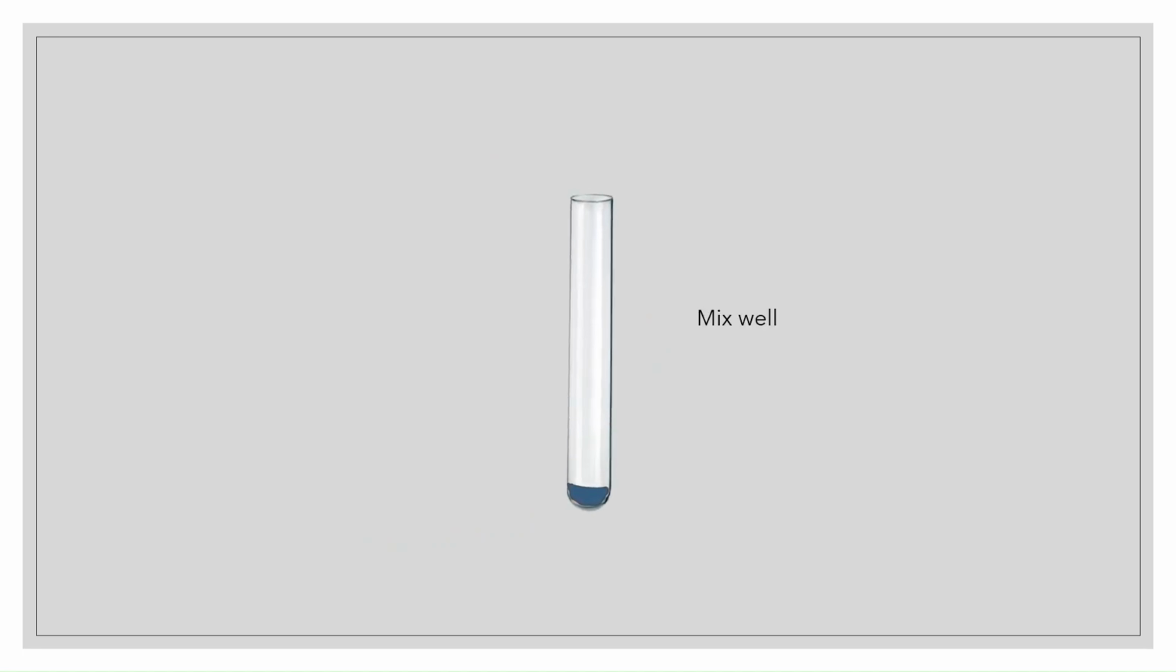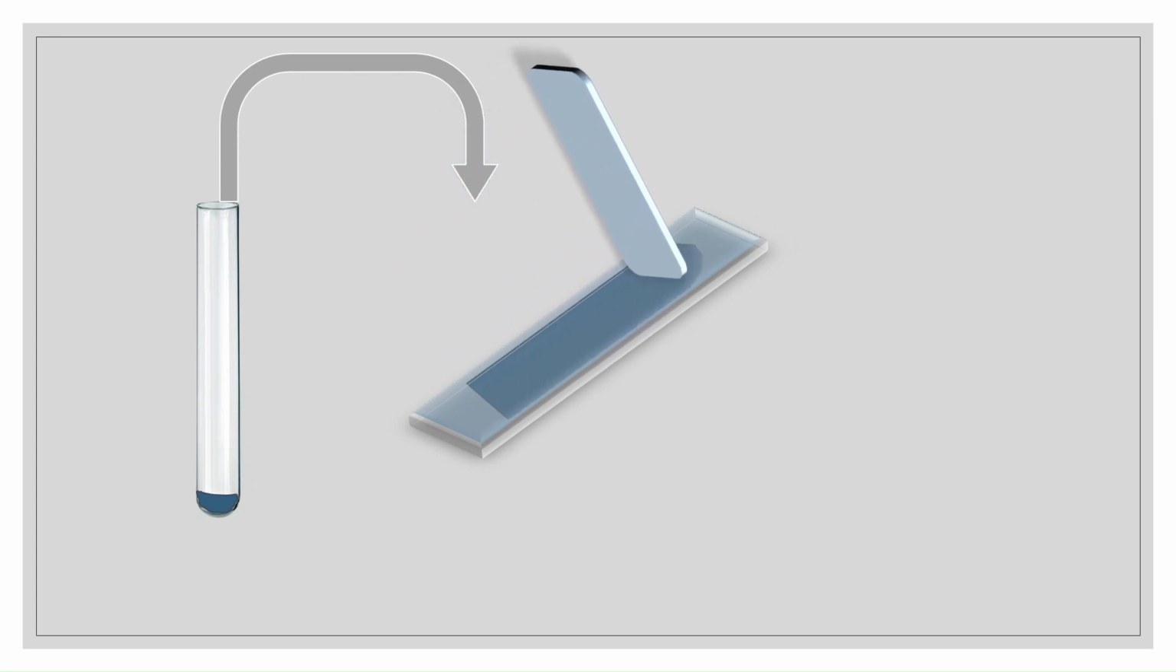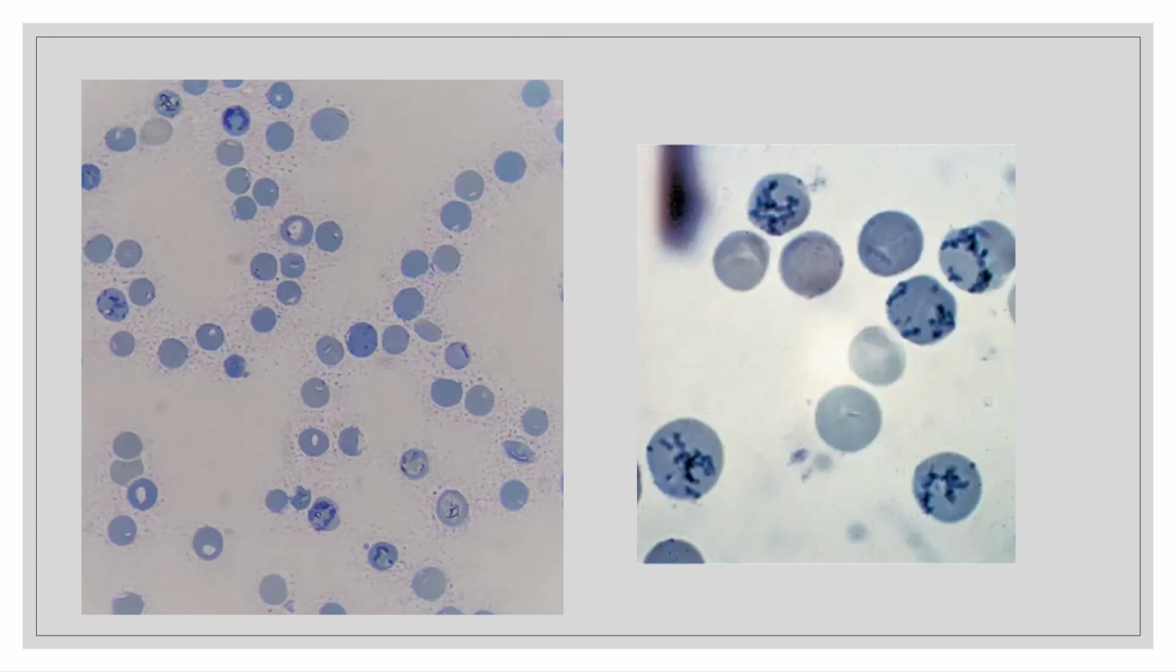After incubation, mix well and now prepare the smear. Take a glass slide, add 1 drop of the mixture on the slide and spread it with another slide and make a smear. After preparing the smear, let it dry and look at it under 100x or oil immersion microscope. This is the microscopic picture of reticulocytes.